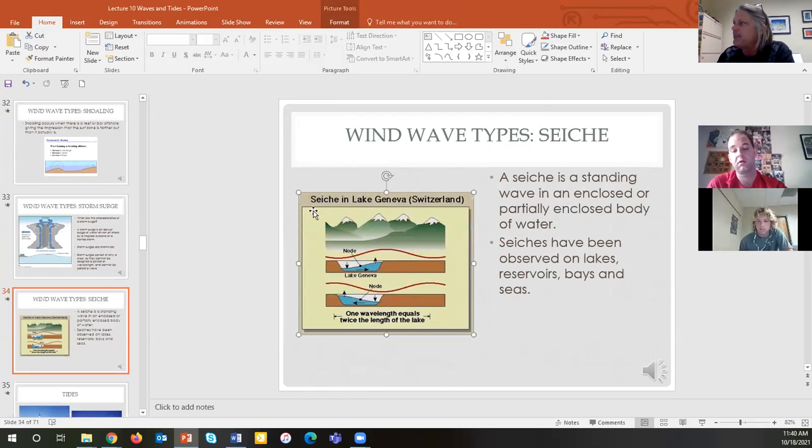A wave confined in a basin is called a seiche. Seiches are just waves in basins that can be observed in bays. We get them in bays for oceanography. Large lakes get the seiche, or reservoirs, deep reservoirs. And that's a standing wave caused by wind in a confined basin. So those are wind waves.